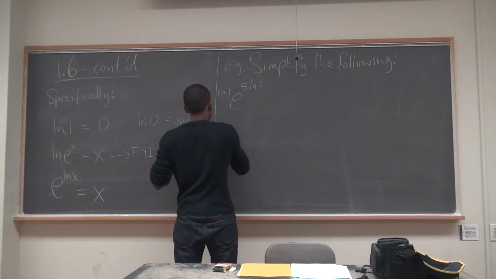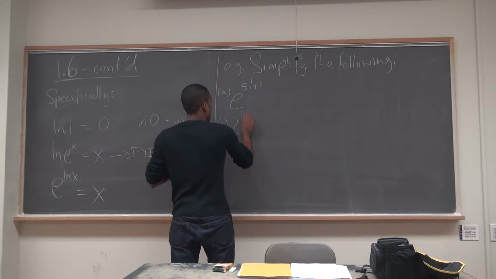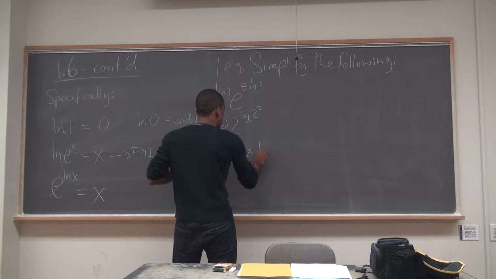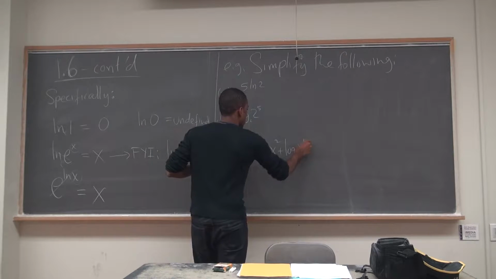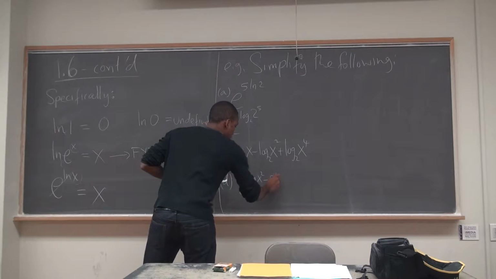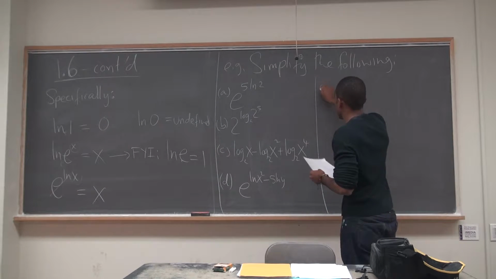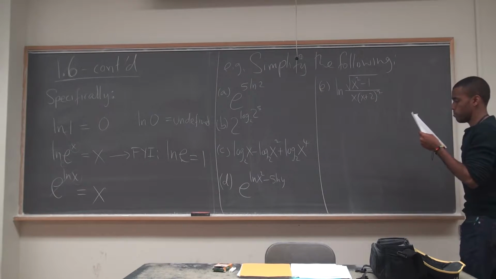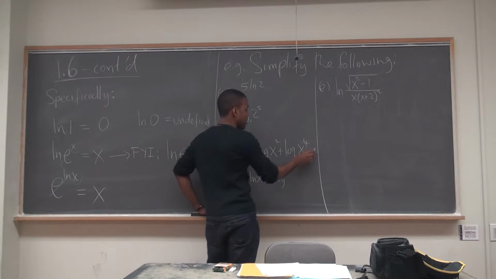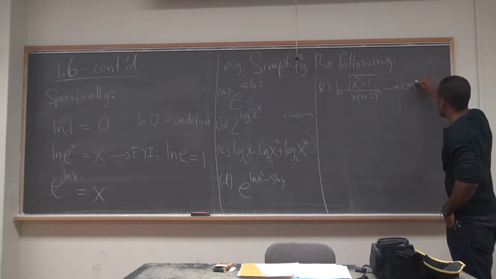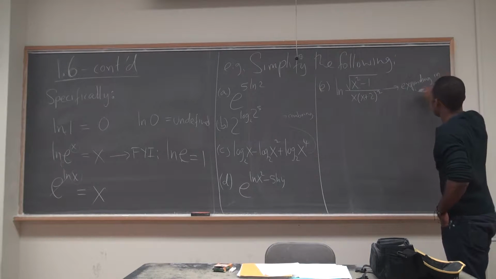a, e to the 5 ln 2. b, 2 to the log to the base 2 of 2 to the 5. c, log to the base 2 of x minus log to the base 2 of x squared plus log to the base 2 of x to the 4th. d, e to the ln x squared minus 5 ln y. e, ln of x squared minus 1 over x times x plus 2 squared. For this one, when I say simplify, I want you to simplify by combining. And for this one, I want you to simplify by expanding in the sum of simpler terms.